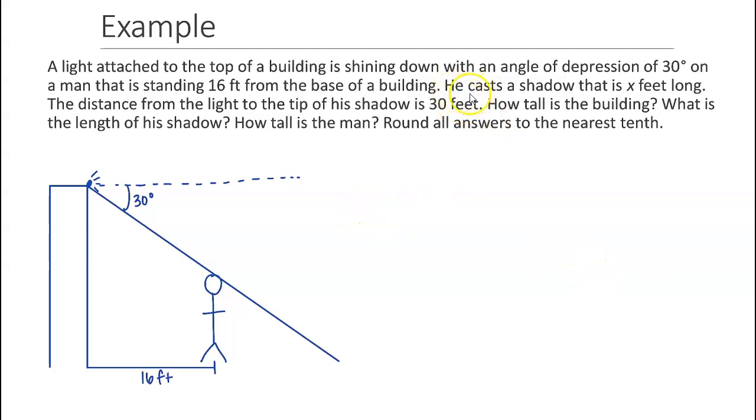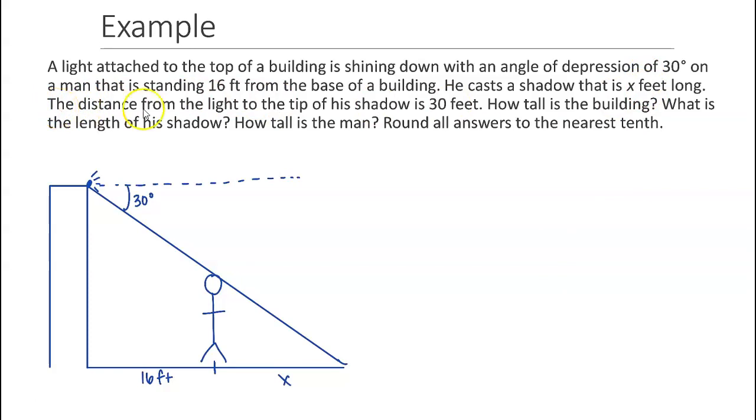Now the next part says, he casts a shadow that is X feet long. The man casts a shadow. Well, if the light's over here, then the shadow is going to be on this side. If the light is on the left, then the shadow is going to be on the right side of the man. So the length of the shadow, we're told, is X feet long, so we don't know how long.